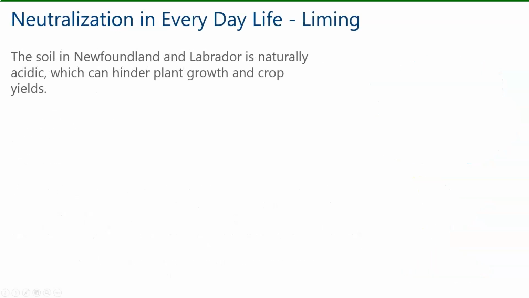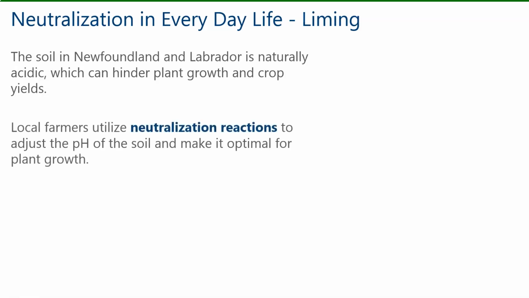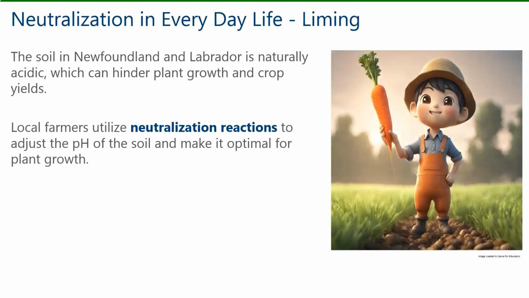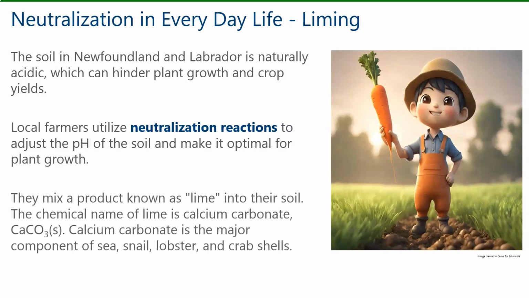The soil in Newfoundland and Labrador is naturally acidic, which can hinder plant growth and crop yields. Local farmers utilize neutralization reactions to adjust the pH of the soil and make it optimal for plant growth. They mix a product known as lime into their soil. The chemical name of lime is calcium carbonate, with the formula CaCO3, and it's a solid. Calcium carbonate is a major component of sea snail, lobster, and crab shells.